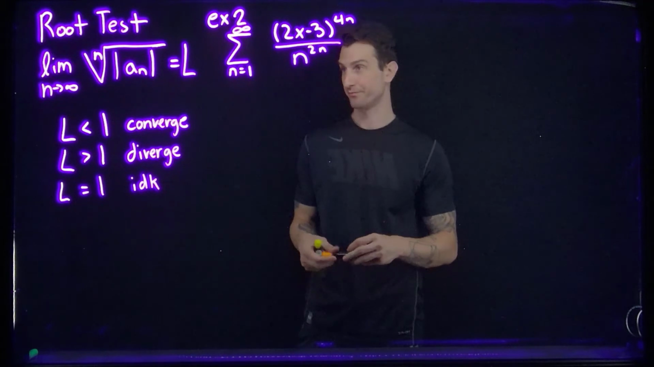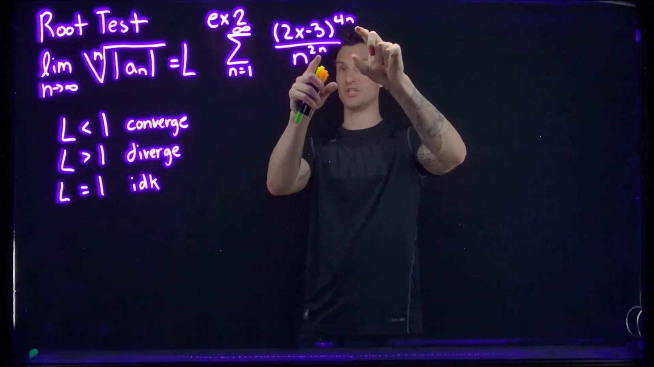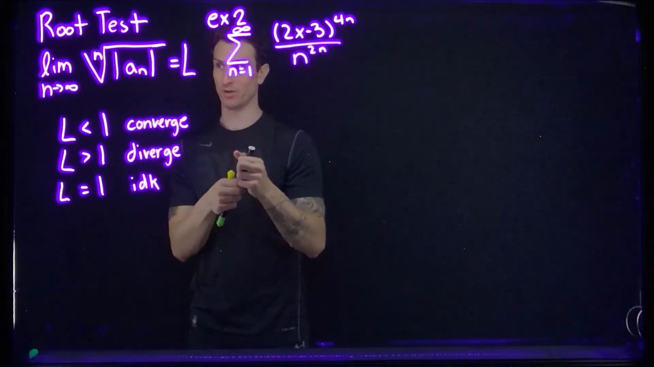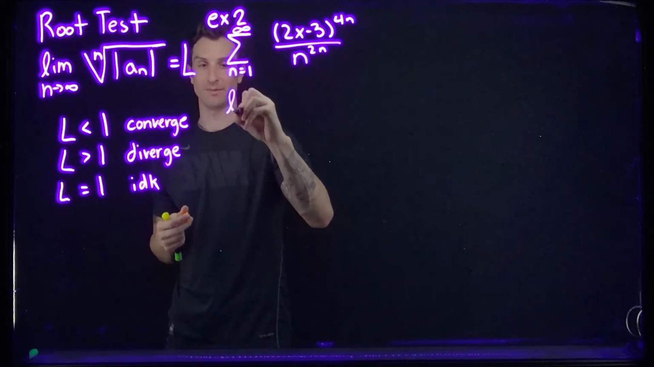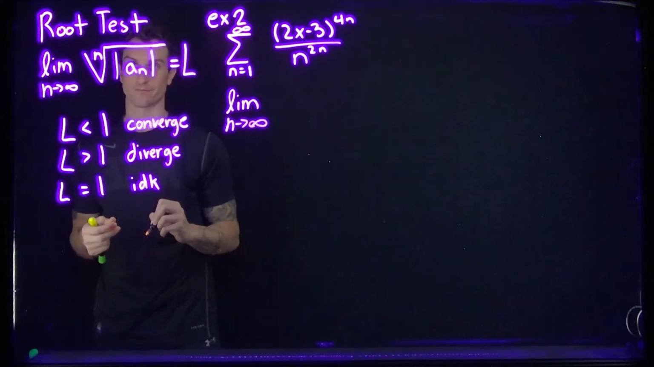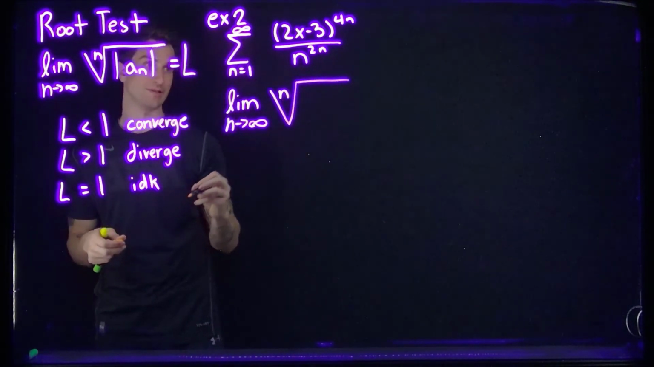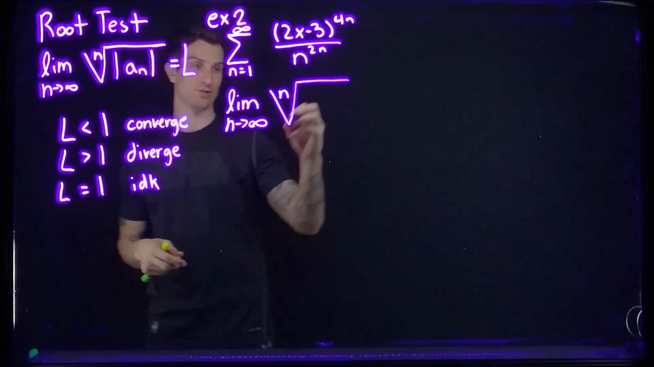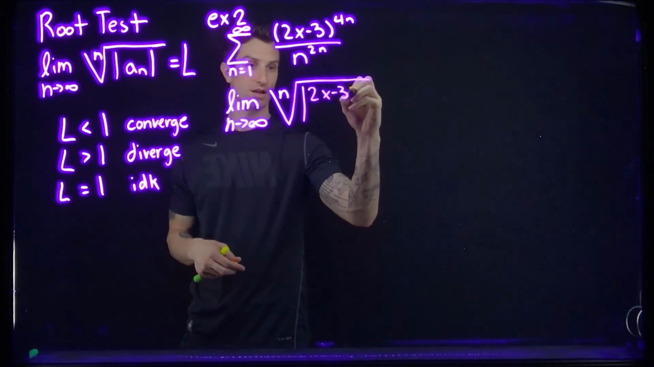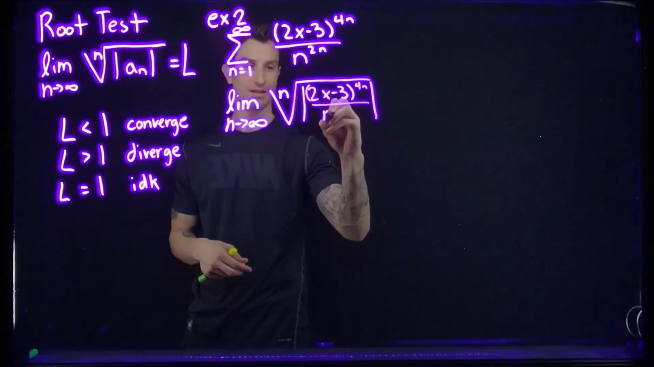So we have our example here. A key indicator of when to use the root test is when we have something on the top and bottom, or just in general, that is just raised to the n. And you'll see why that is a key indicator here once we get into the example. So let's write this out. We have the limit as n goes to infinity of the nth root, and there's a better way to write this, the nth root, but we'll get to it in a second, of a sub n. So we have the absolute value of 2x minus 3 raised to the 4n all over n to the 2n.